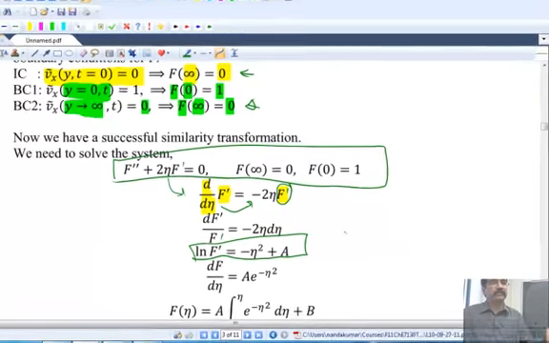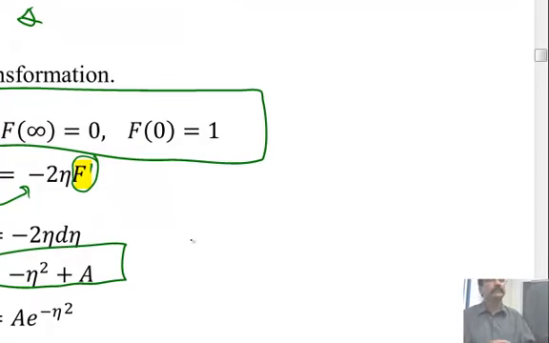Okay? So now I have log of f prime equals minus eta squared plus a. So I can write this, taking exponential on both sides, simply f prime. F prime is equal to a times e to the power minus eta squared. Okay? Are you comfortable with these manipulations so far? These are the things you should be able to do in an exam. Okay?